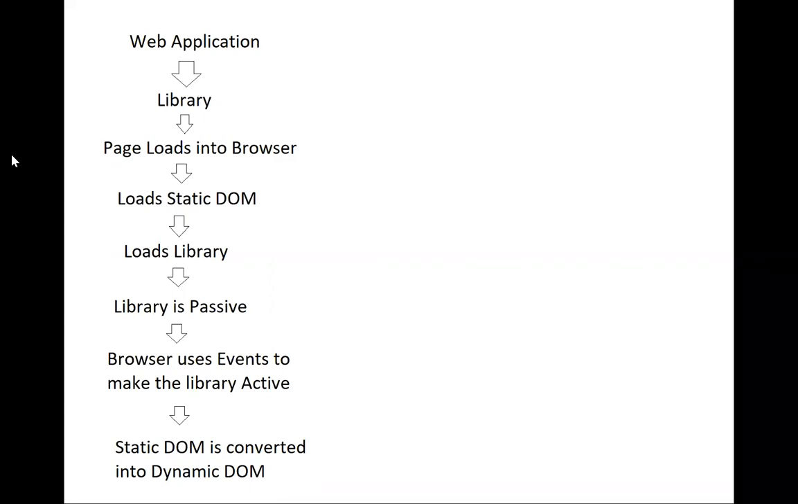We have to make the library active by using events like on load, on change, on blur, and all these things. Once you make the library active, it will convert the static DOM into dynamic. So a library can build an application, but it cannot control the application flow. When to collect the value, when to update the value, when to make the changes, it doesn't know. We have to do that manually by using a set of events.